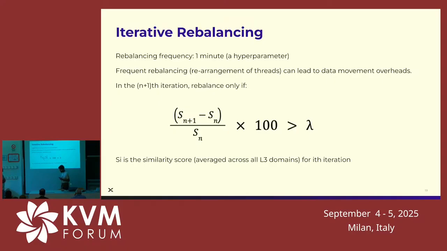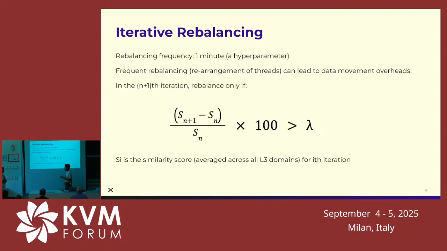Now, as I mentioned in the beginning of the POC work, it's an iterative process, and I forgot to mention that the frequency is 1 minute. So in every 1 minute, we basically discover the VM threads, do some profiling, and try to rearrange the threads in a better way. This is 1 minute for us, but it's a hyperparameter and can be tuned.